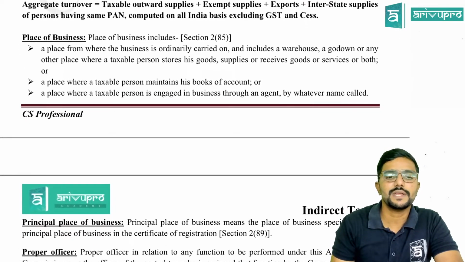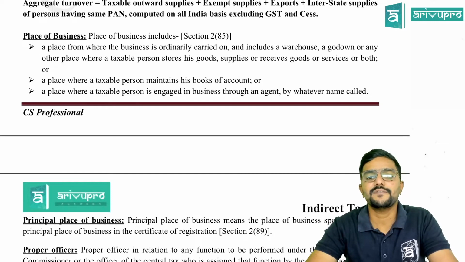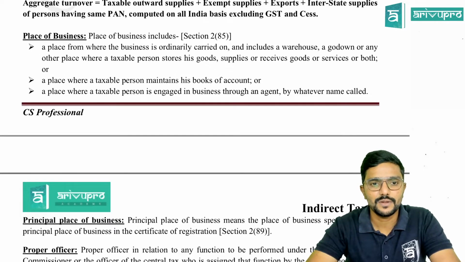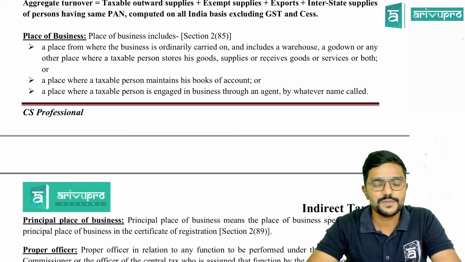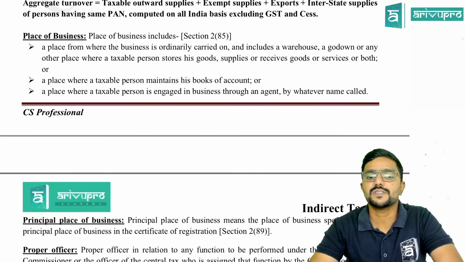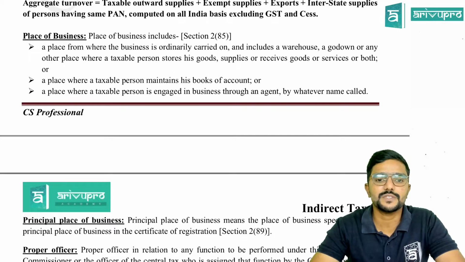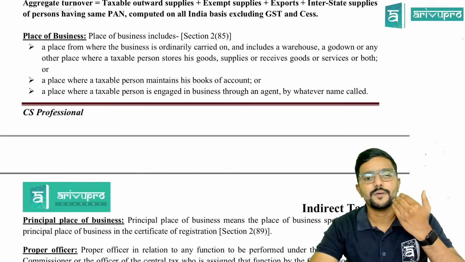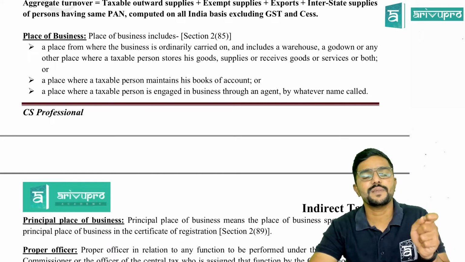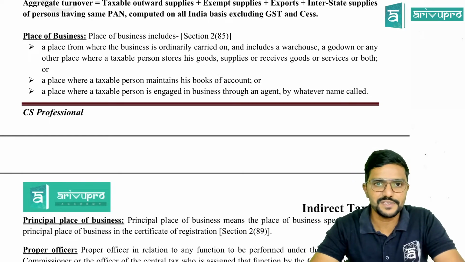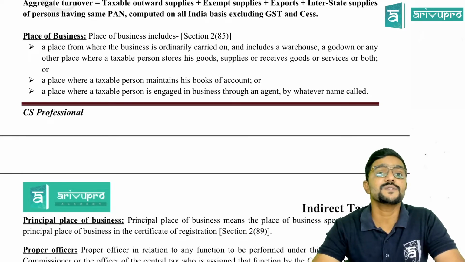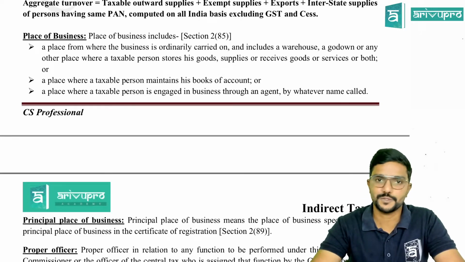Okay. Next, what is place of business? It has been defined in Section 2 clause 85. Place of business includes a place from where the business is ordinarily carried on, and includes a warehouse, a godown, or any other place where a taxable person stores his goods, supplies, or receives goods or services, or both. So place of business means the place from where you are doing your ordinary business. It also includes your warehouse and godown where you are storing the goods.